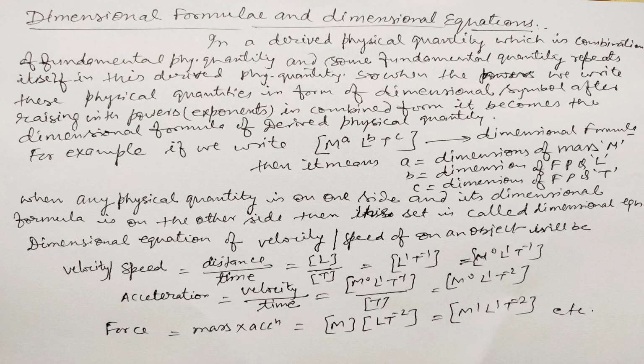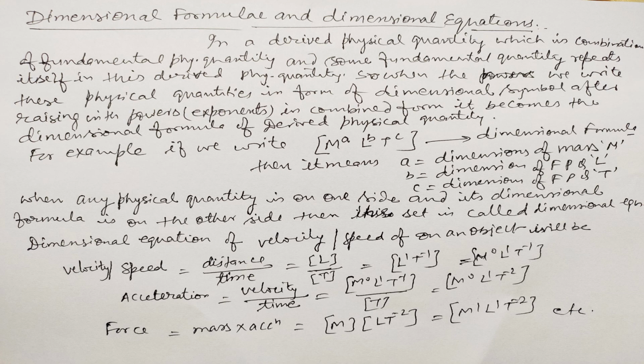And likewise, if we write the dimensional equation of acceleration, it is equal to velocity upon time, and we have the dimensional equation of velocity, that is L1 T minus 1 upon T. So again LT minus 1 upon T, then T to the power minus 2, so it becomes M0 L1 T minus 2.